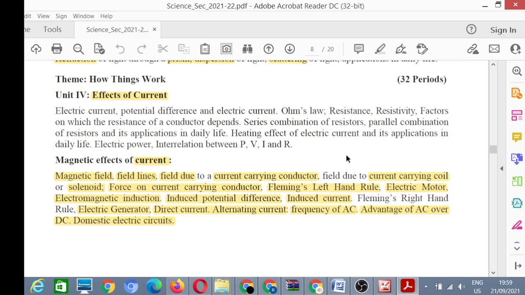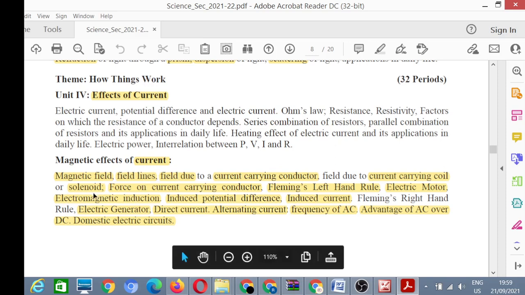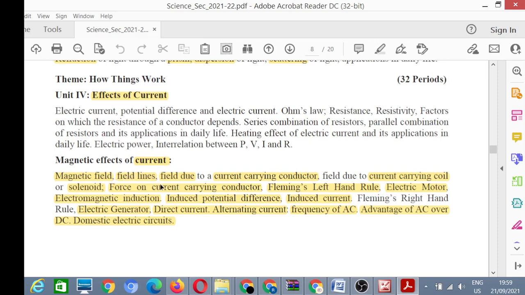Now next chapter is magnetic effect of current. So in magnetic effects we have Faraday's law. So first is magnetic field. What is the magnetic field? Then field lines. Now field due to current carrying conductor. If current is passing through a conductor, it will generate a magnetic field around it.